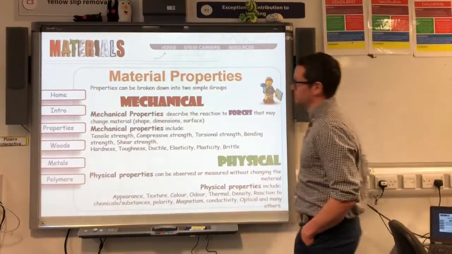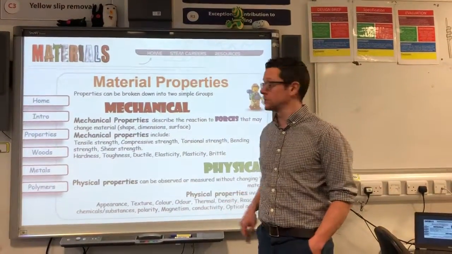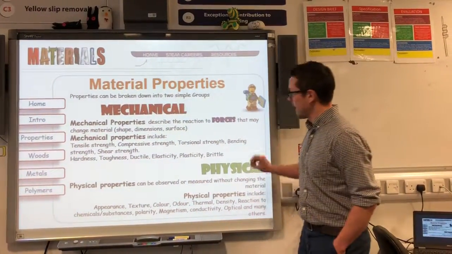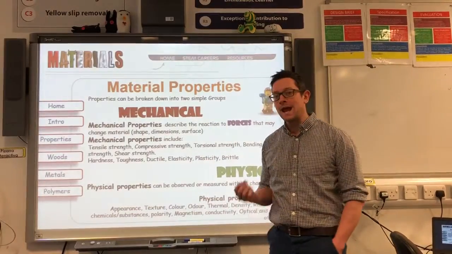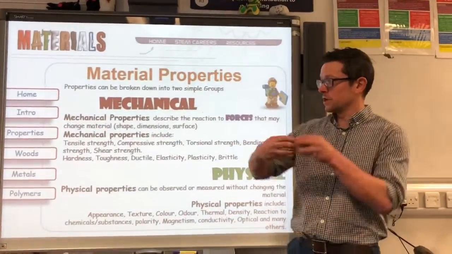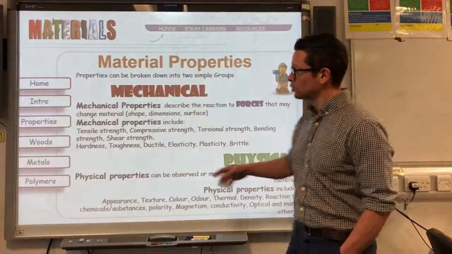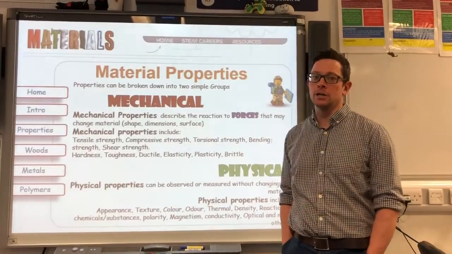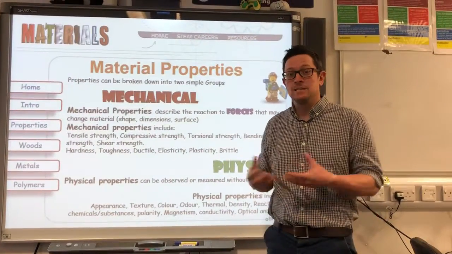Okay, we've got material properties. Every material comes under these properties. Properties can be broken down into 2 different groups, mechanical and physical. Mechanical covers anything that has a force applied to it. So for example, tensile strength, compression strength, and also things like hardness, toughness, ductility, elasticity, plasticity, and how brittle it is. This is where we're testing it to breakage.